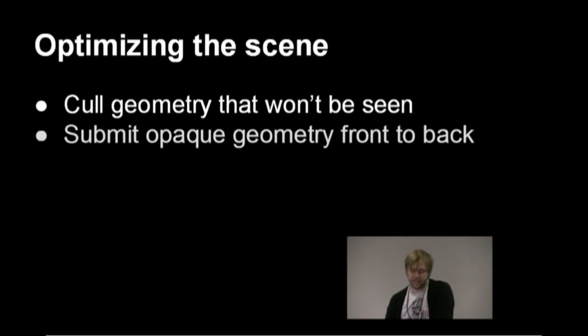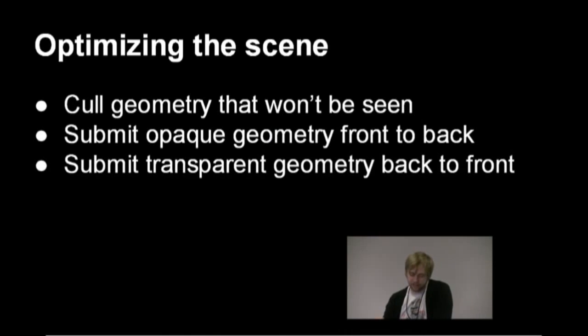We also want to submit any opaque geometry front to back. Now, the rationale here is if you have a large geometry that's fairly close to you, and there's another geometry behind it, if you draw the closer one first, the depth test for that second geometry is likely a fail. And if you have a fragment shader that's taking up a good amount of time, that can save you some work, and it's definitely an optimization you should try for.